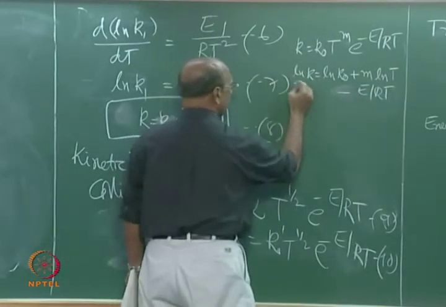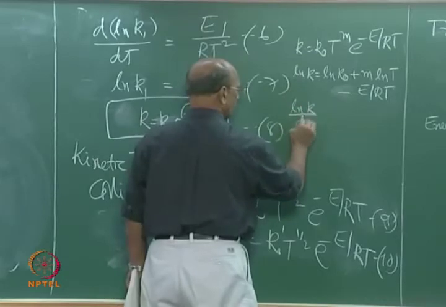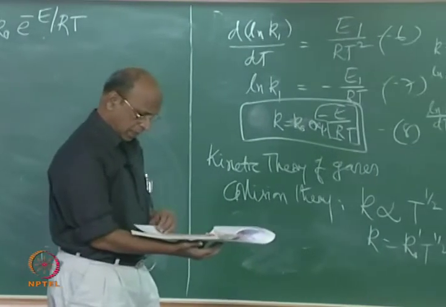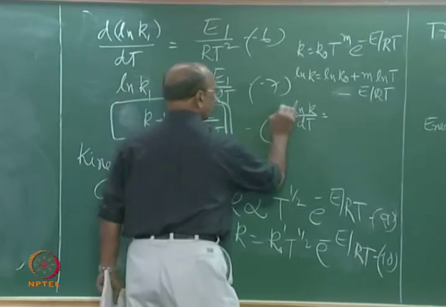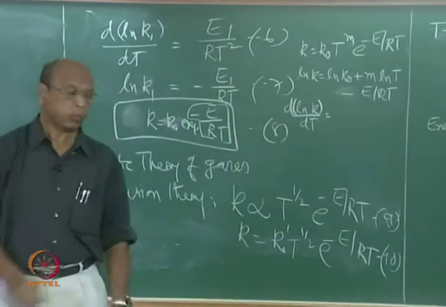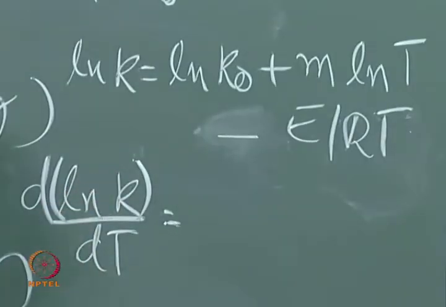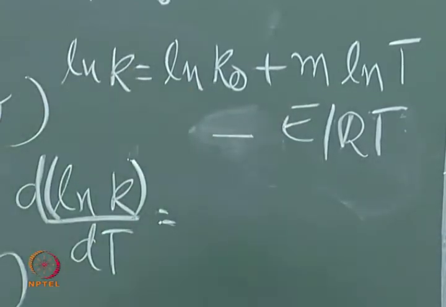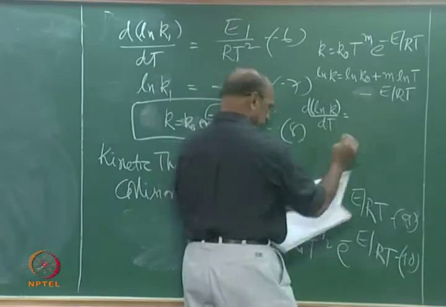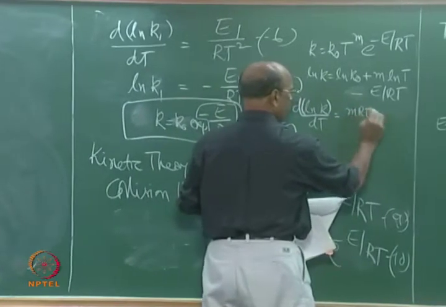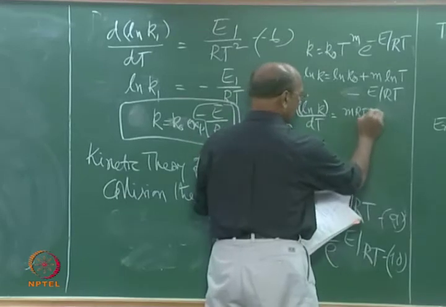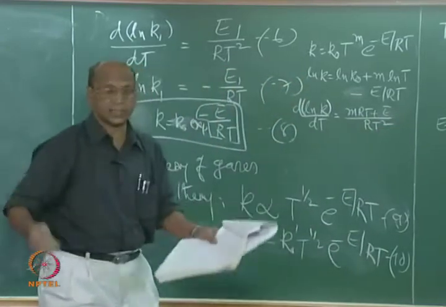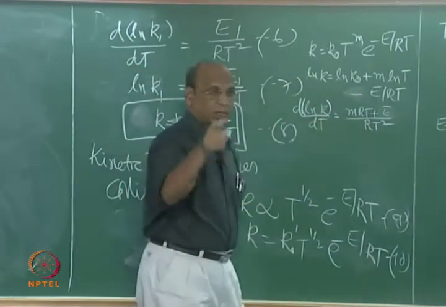Now differentiate this with respect to temperature. Who is telling that? d ln k, oh, Pooja. Okay, d ln k. Very nice. So the equation you get, I will leave it to you. Then finally this can be written as (mRT + E)/RT², because I may ask this also in a separate test. So that is why I have to see the mathematical details in your work.